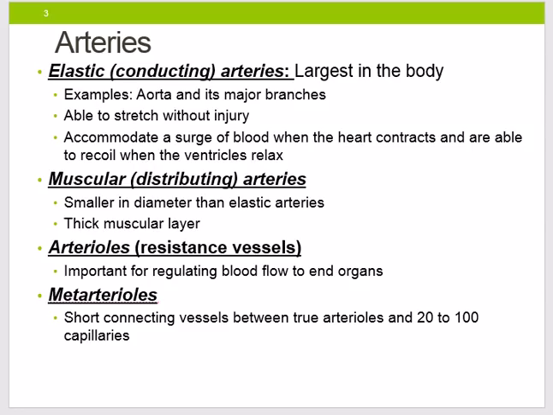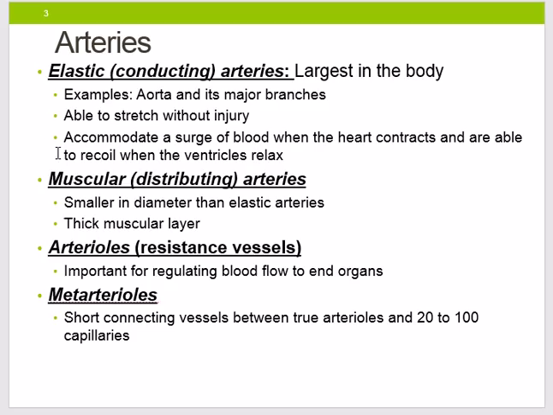There are several different types of arteries found in the cardiovascular system. The first one we'll begin talking about are elastic arteries. Elastic arteries are also called conducting arteries. They are considered the largest arteries in the body, and they include the aorta and its major branches. As the name implies, elastic arteries are able to stretch without causing injury in order to accommodate the surge of blood that is forced into them when the ventricles contract. They can then recoil as the ventricles relax, so that elastic ability is very important to their function.